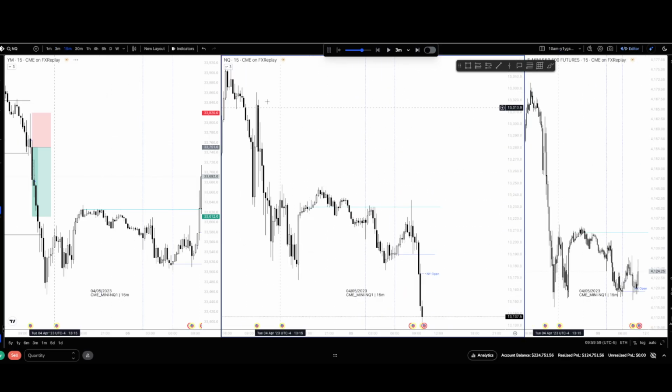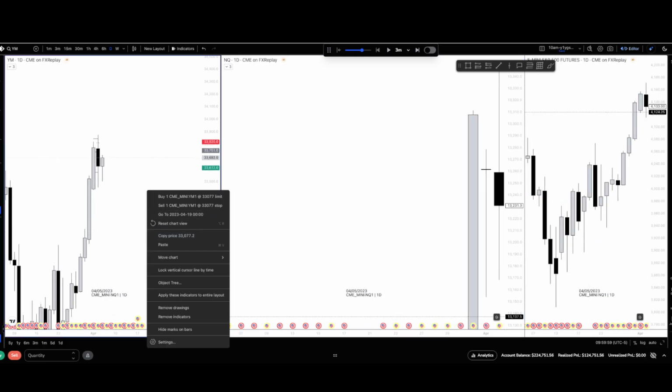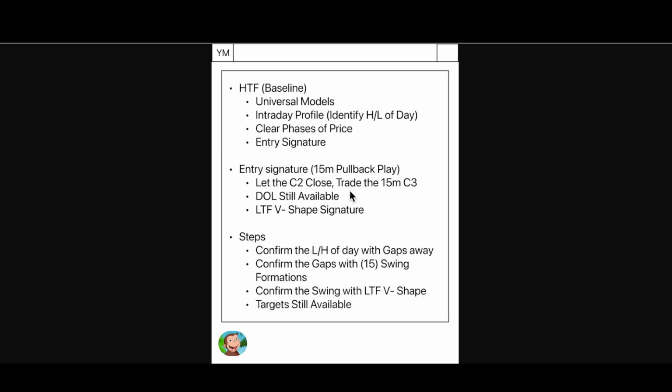I'll run like 30 minutes of this before having to go to sleep here. And cool. So the things that I am focusing on as well, this is a baseline, right? Universal models, which are external, internal, intraday profile, which is the open, high, low, close with 6 a.m. C2, looking for 10 a.m. C3. Clear phases, and price was showing a V-shaped reversal. Entry signature was the 15-minute pullback. I let the 15-minute C2 close, and I traded the 15-minute C3. There were draws on liquidity that were still available. We did have a lower time frame V-shaped reversal. That's all it is, right?